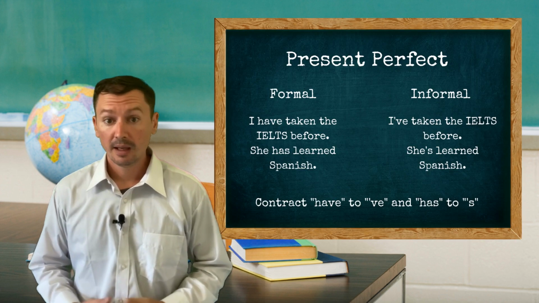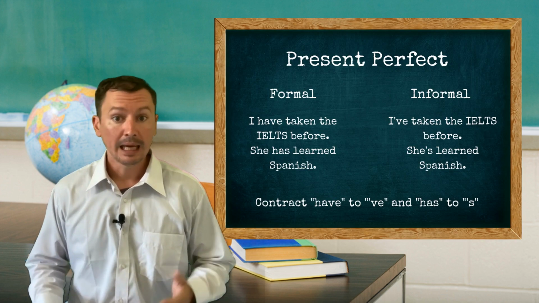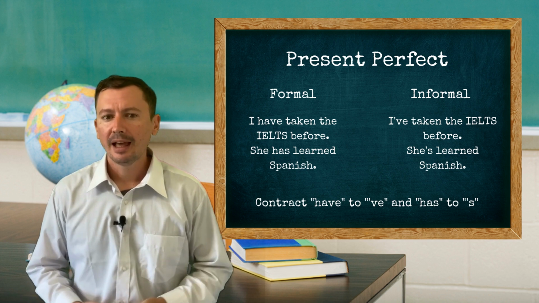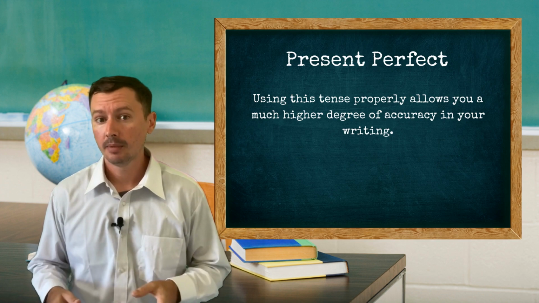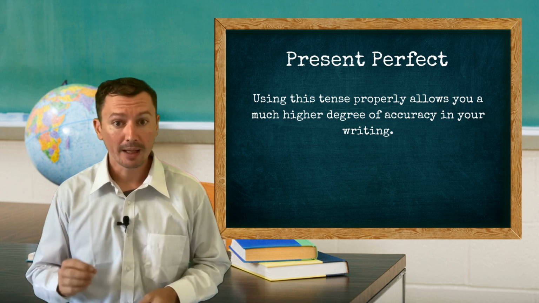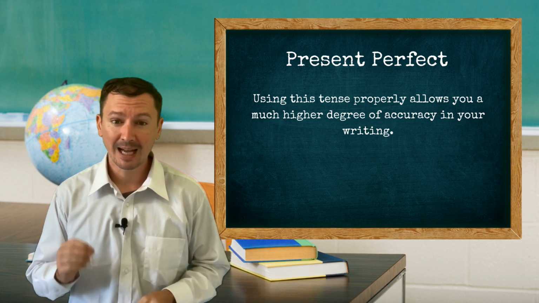The present perfect tense is one of the most common tenses in English and can be used in a wide range of circumstances. It is appropriate in both formal and informal English, as long as you know how to use contractions, and is very useful for indicating when something happened. It is this specificity in terms of time that is why the present perfect is so important in IELTS writing and speaking.